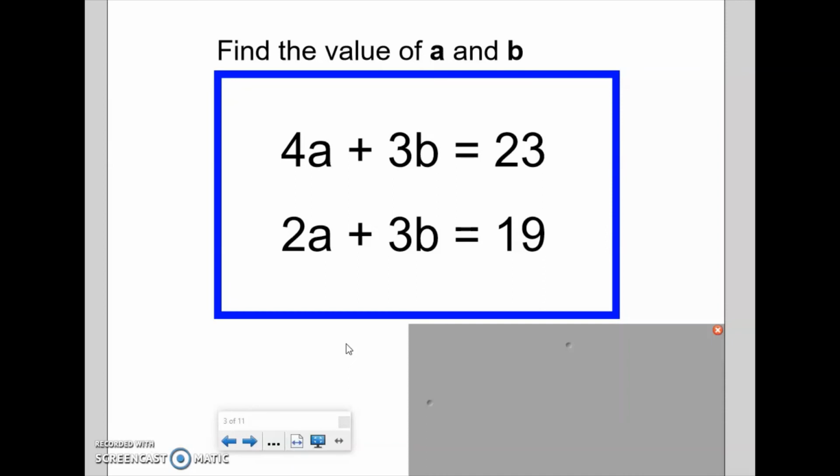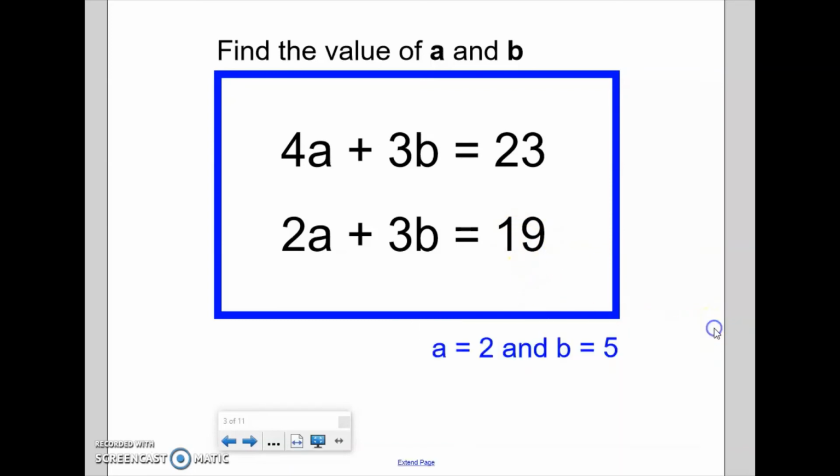Okay, welcome back. For this question, your starting point is to subtract your second line from your first line. That will remove the 3b's. You'll be left with 0b. 4a subtract 2a is going to leave you with 2a's. 23 subtract 19 is going to leave you with 4. 2a equaling 4 tells you that a is 2, which you can then use to substitute back into your equation to find that the value of b is 5.